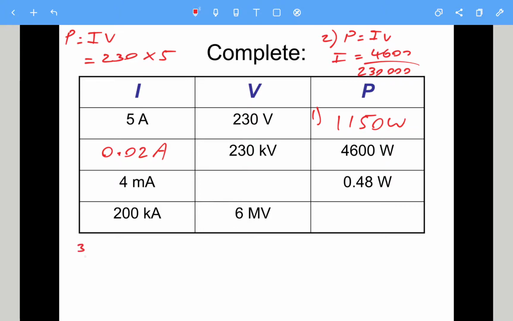Let's do the next one. Number 3. P equals IV. I want voltage this time, so we need to do power divided by the current. So the power is 0.48 divided by the current of 4 milliamps. To get from 4 milliamps into amps, we need to divide by 1,000. So that's 0.004. Put that into our calculator to get the voltage, and we get 120 volts.